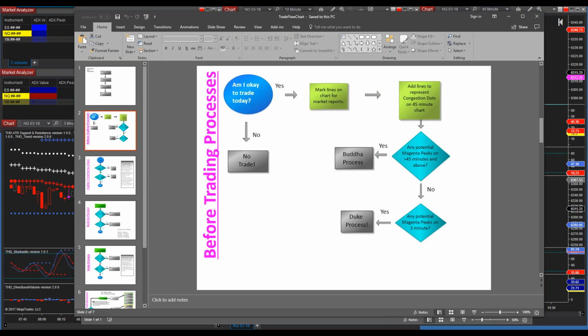Now, if you are okay to trade, you were supposed to mark the lines on your chart for market reports. This is to keep you aware that you might not want to be in the market at this particular time. With the binaries, I love market reports. I trade them all the time. But on the futures side, I would never do that. Then we added lines to show the congestion dots and the ATRs from the higher time frames, 45 minutes and above. We drew the lines on the chart. Everybody remember that?